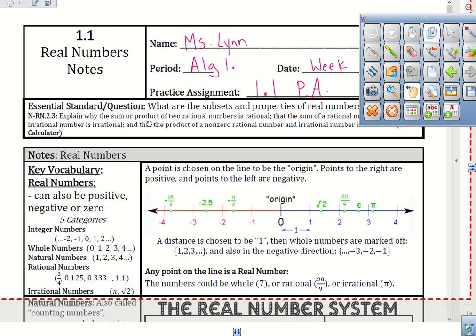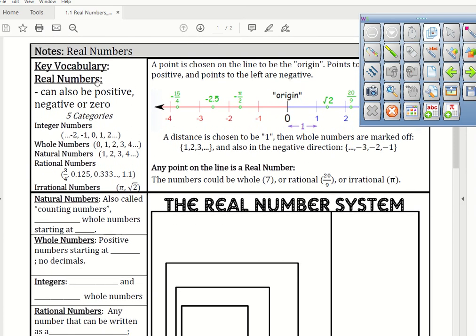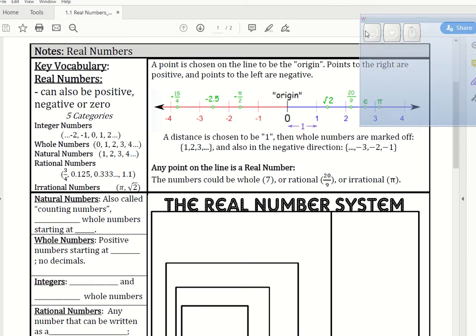Key vocabulary: real numbers can be positive, negative, or 0. There are 5 categories of real numbers: integers, whole numbers, natural numbers, rational numbers, irrational numbers. This is what we're going to be talking about today. A point is chosen on the line to be the origin. Points to the right are positive, points to the left are negative. So here we're just talking about a number line.